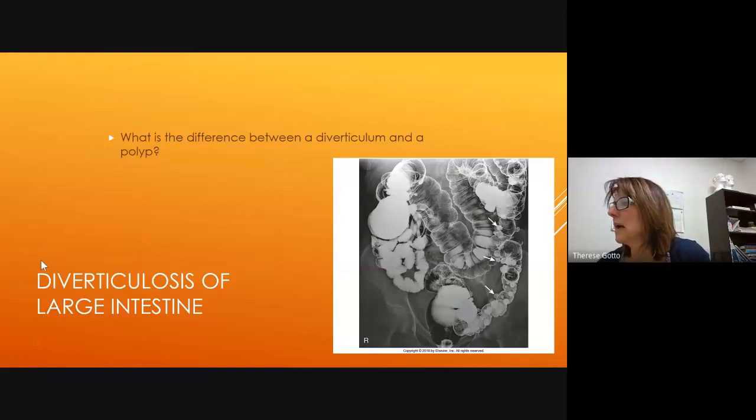This is showing diverticulums here on your large bowel. See all these little pouches. And the difference between a diverticulum and a polyp: diverticula are outpouchings on the bowel, and polyps are growths in the bowel.